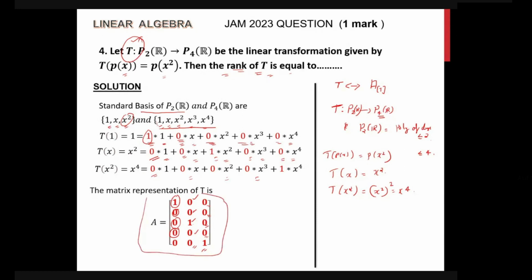When we have A as the matrix representation of T, it's very easy to find the rank of T. Rank of T is the same as rank of A. So can anybody tell me what is the rank of A? 3. It's very easy. Rank of A is 3. Therefore, rank of T is 3.